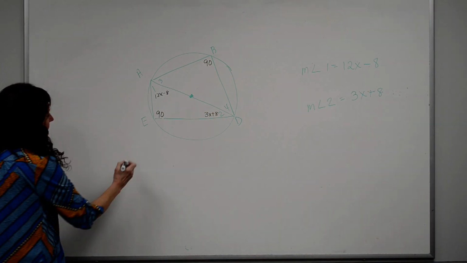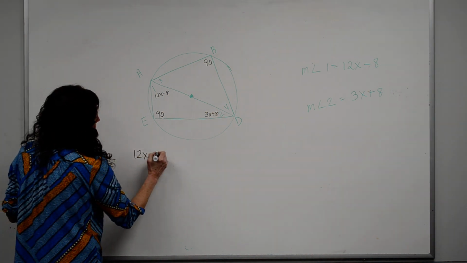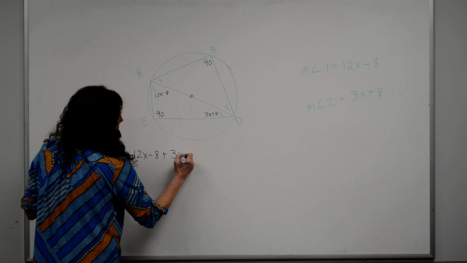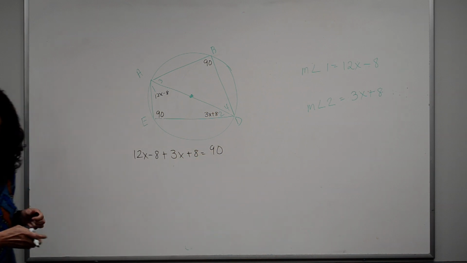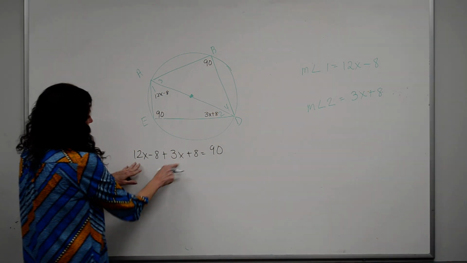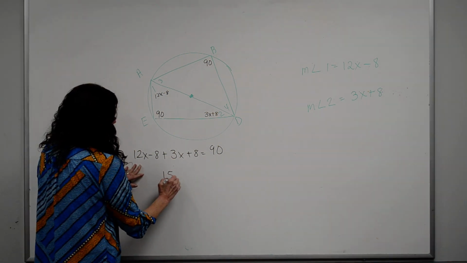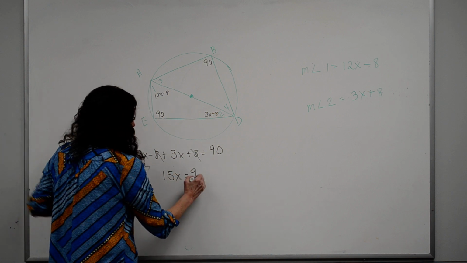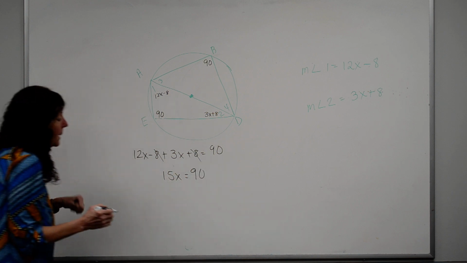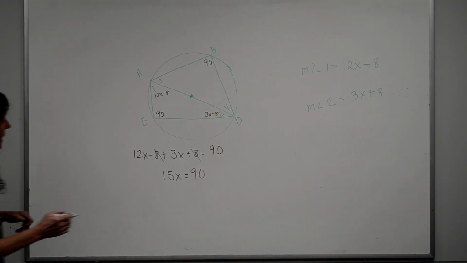So really the easiest way is just to go 12x minus 8 plus 3x plus 8 equals 90, because that would have to equal 90. I left off the 90. Can't really do it without that. 15x, then the 8's go away. So I've got 15x equals 90, divided by 15, which is going to give me 6.